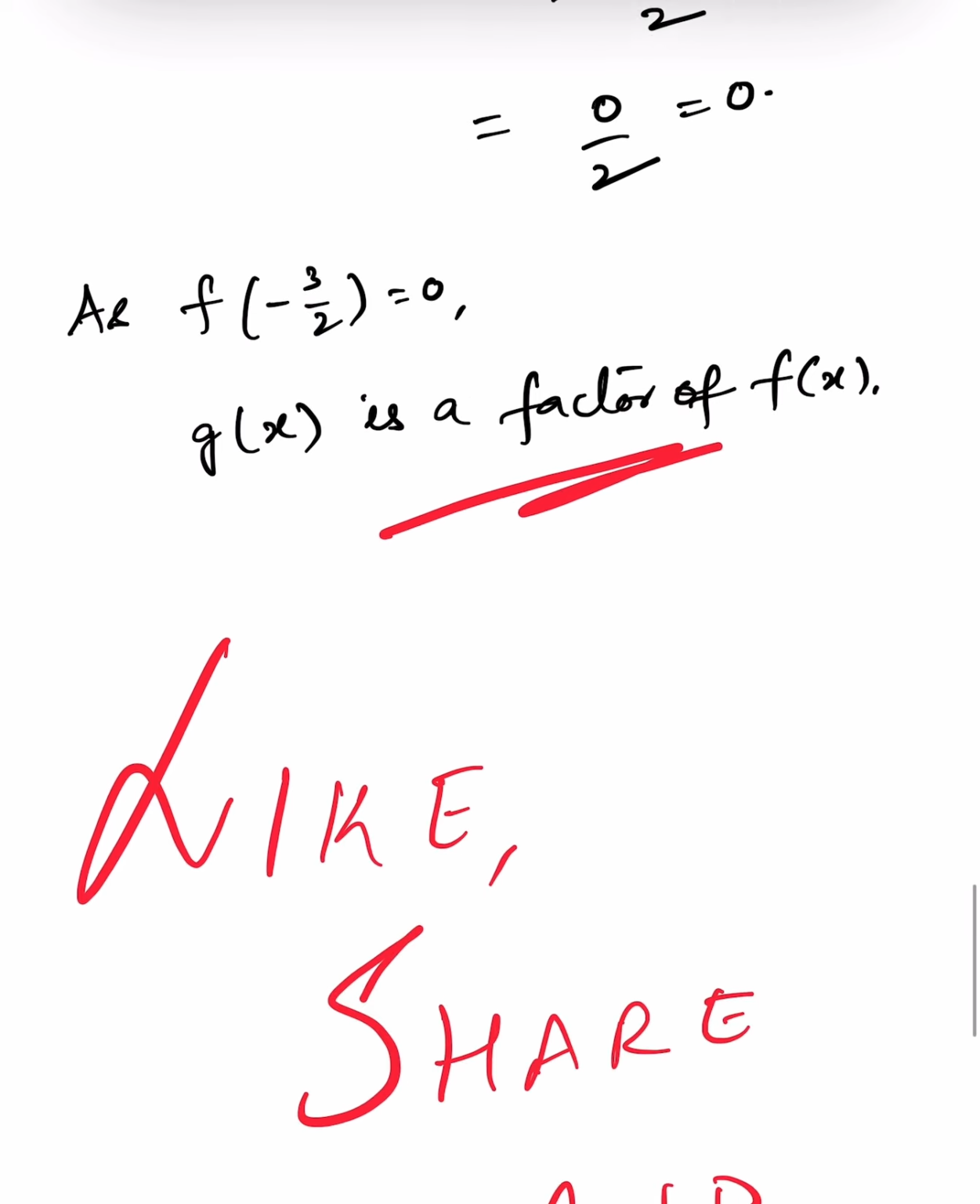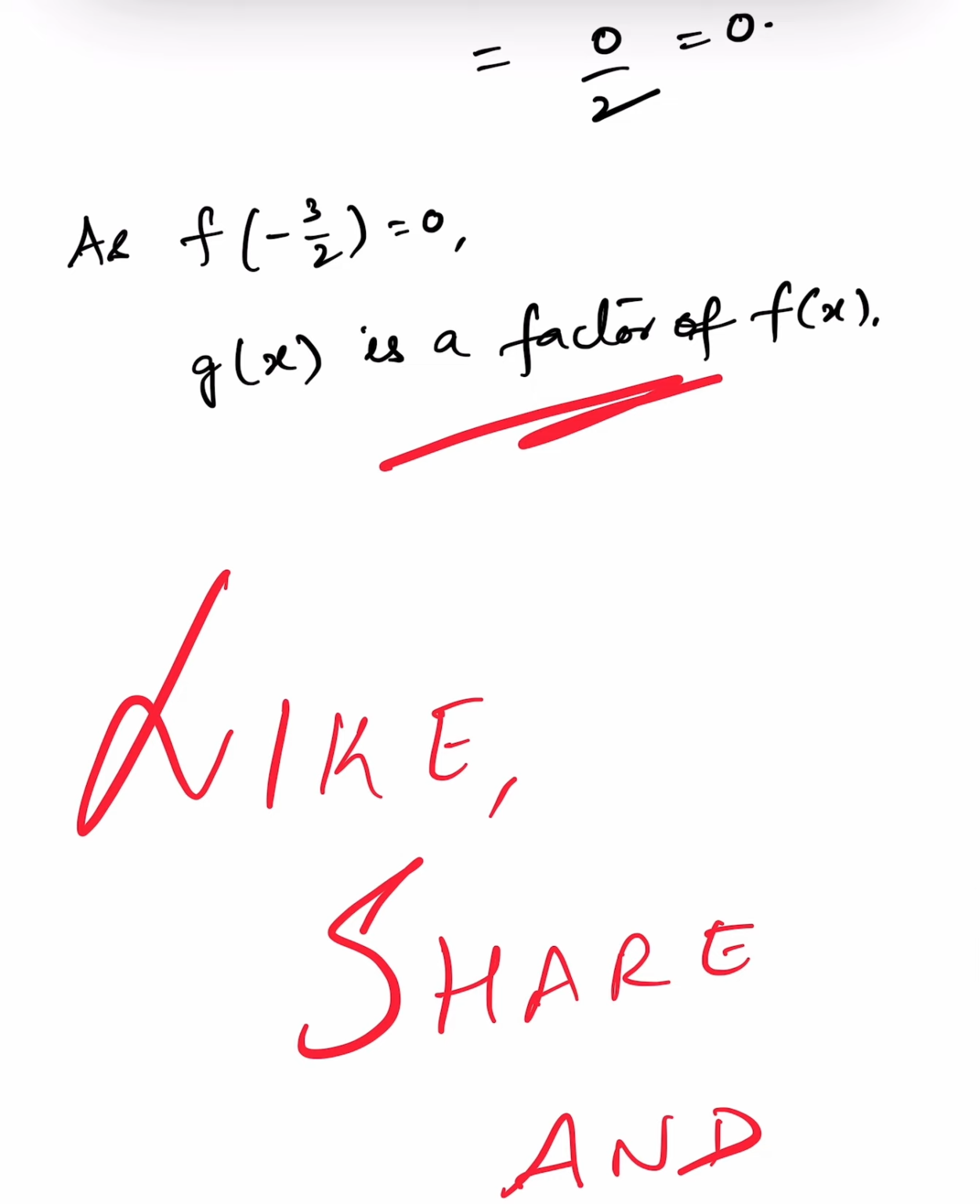So whenever we have to find whether g of x is a factor of f of x or not, first we have to find the 0 of g of x and put that 0 in place of x in f of x. If that value is 0, then g of x is a factor of f of x.